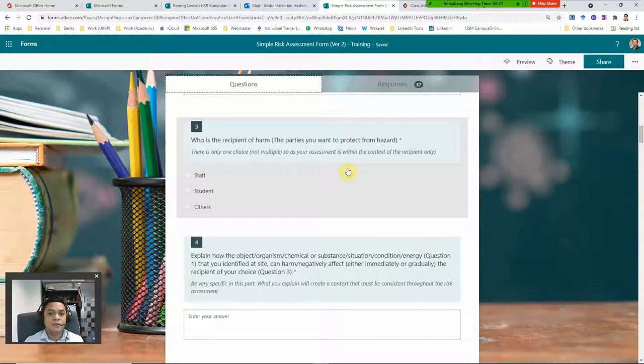Now, if you are driving on a road where there is a lot of construction, for example in Kuala Lumpur, where there are a lot of constructions to build train systems, LRT and everything, and you want to know the risk of driving in that area, then the recipient of harm would be others. You are not looking at the likelihood of impact to the workers there, or the contractors who happen to be there, but you want to know the context of you as a driver. So these different contexts will have different risk outcomes. That is the context.